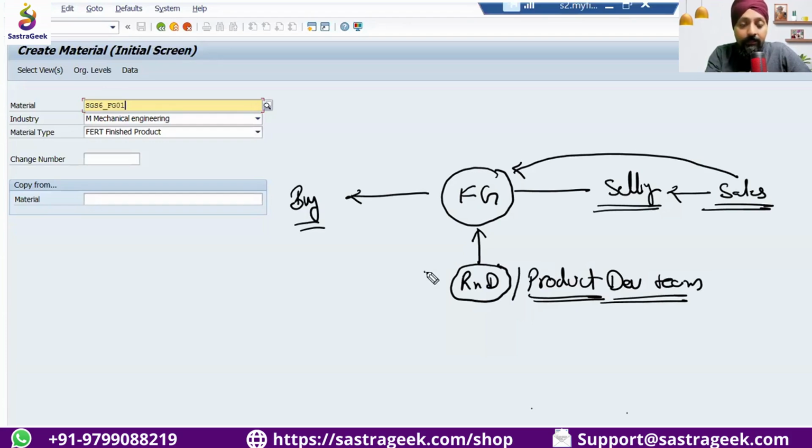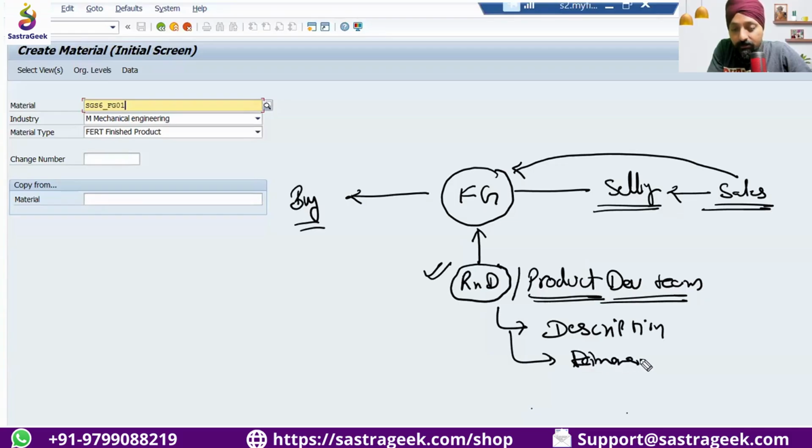So when they are creating the product, they would be having certain data which needs to be entered. What data? What should be the description of the product? What should be the dimensions of the product? And other characteristics of the product, they would be defining it. Product development team, R&D team would be involved.